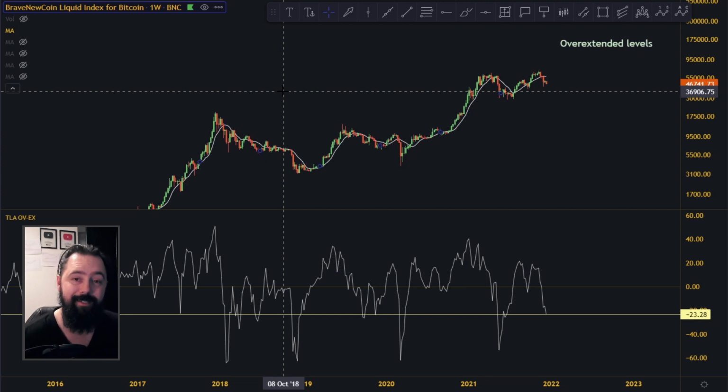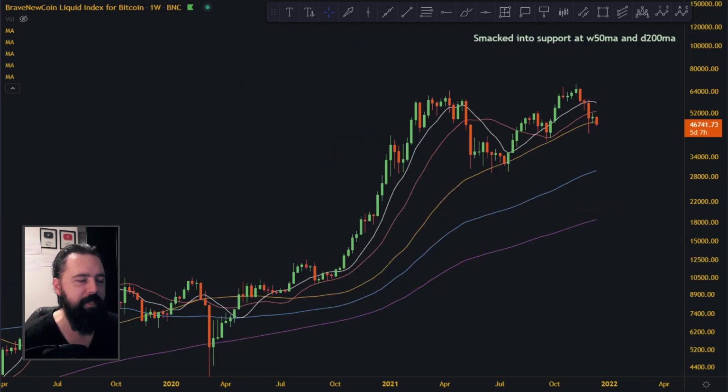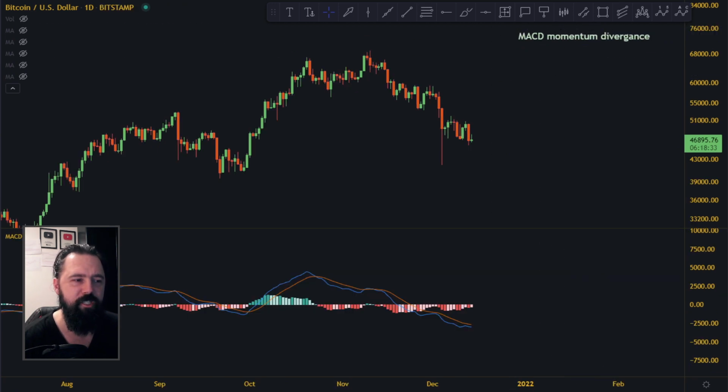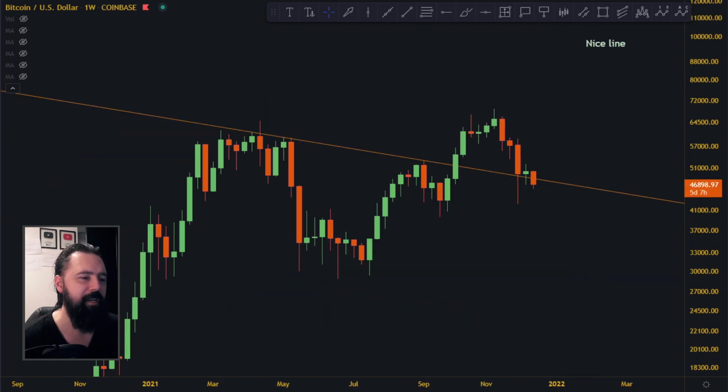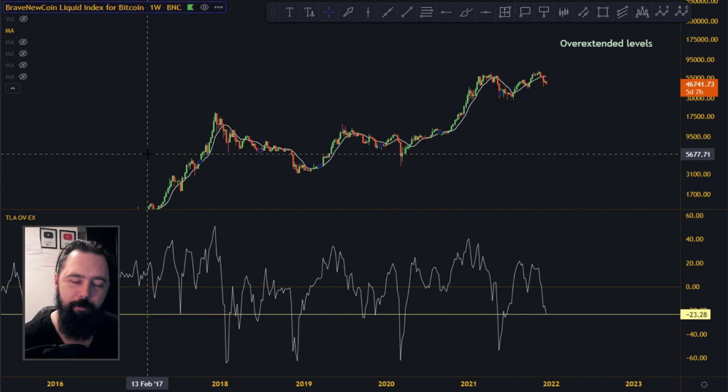Hello everybody, and yes, I still believe this is the bottom, and I'm going to show you why. I'm going to show you 5 charts on some overextended levels, how we smacked into support, RSI divergence, MACD momentum divergence, and a nice line at the very end. And I'm going to show you how all of this fits, at least in my agenda, this being the bottom.